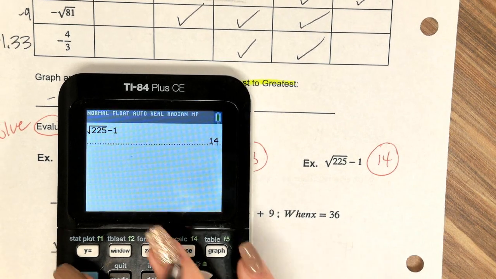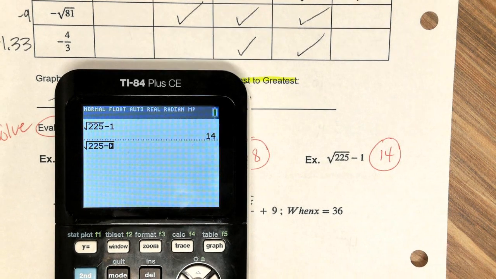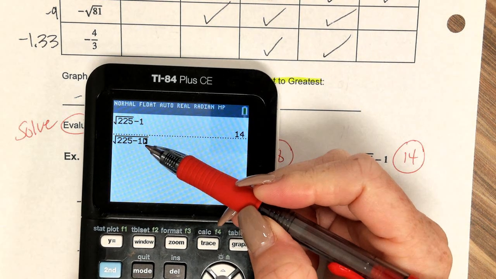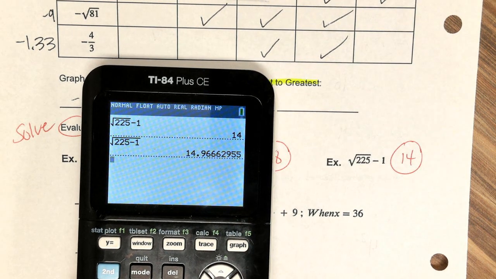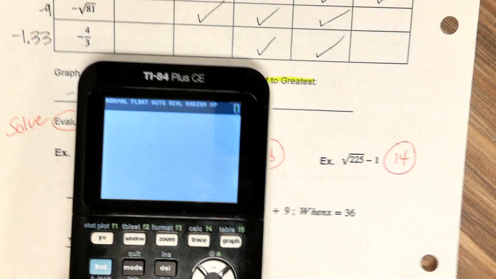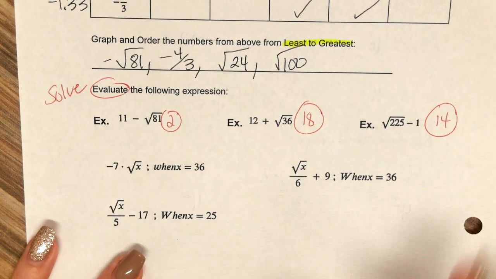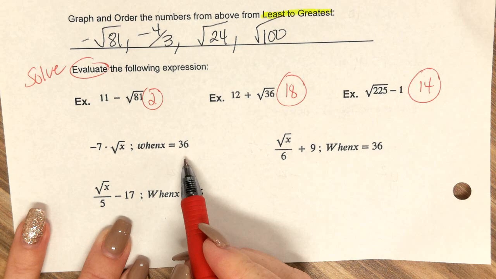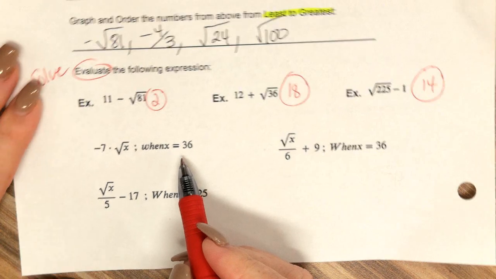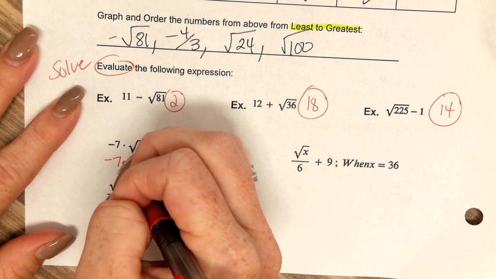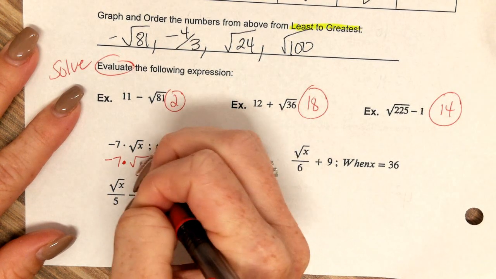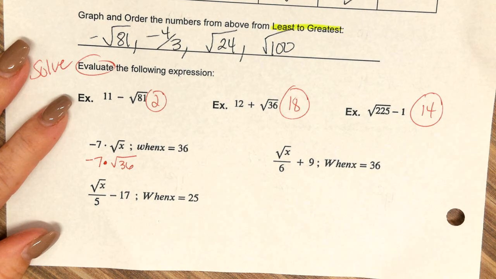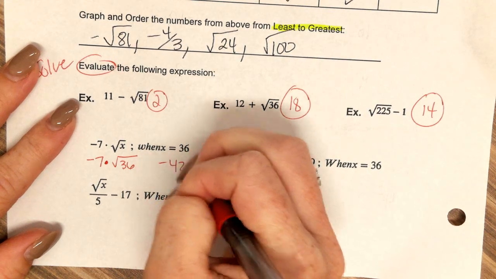What did I get? 14. Now look what happens if I didn't arrow out. Do y'all see what it did? It continues your square root, and it's going to give you a totally different answer. So you cannot do it like that, okay? All right, this one wants you to evaluate when x is 36. So you're doing exactly what we did yesterday. You're going to do negative 7 times the square root of 36. So it's just negative 7 times 6, which is what? Negative 42.